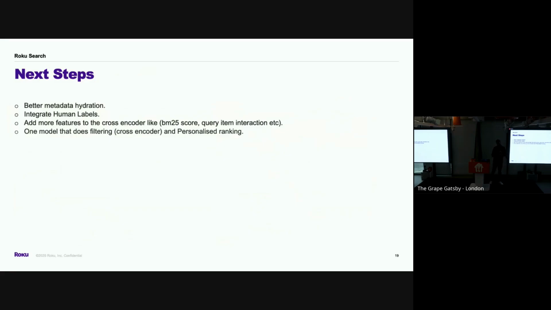We also want to integrate human labels because LLMs are not 100% correct. We have some internal results where we realize that accuracy is not 100%, so we are trying to integrate those. We're trying to add more features to the cross-encoder, which is BM25 score, some more query and item past interactions. We also want to experiment with having just one model after the retrieval layer, which does the personalization and the cross-encoder bit both in one, or somehow parallelize those paths because they are sequential at this moment, which slows things down.